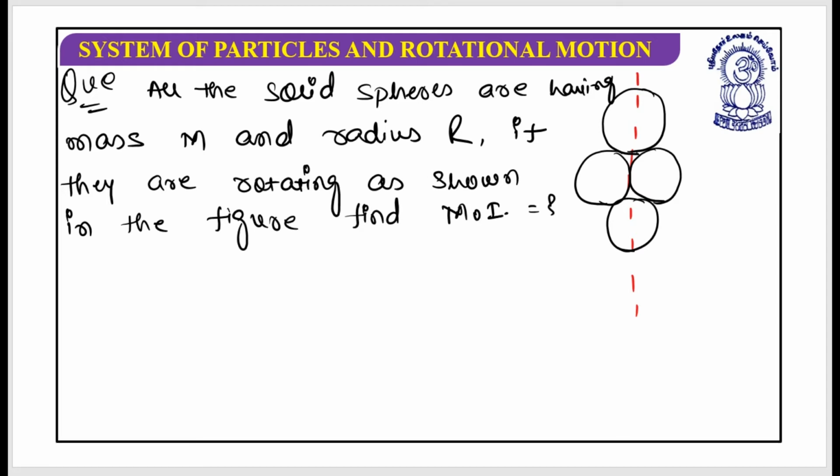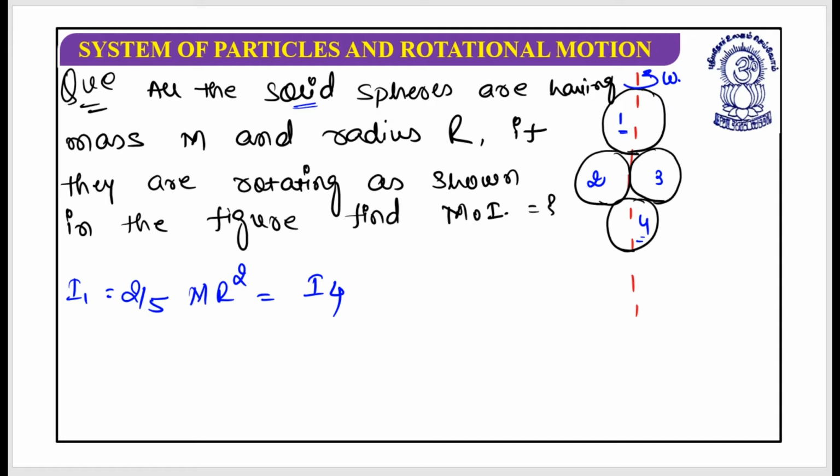This is the requirement. Let me give them numbers: first sphere, second sphere, third sphere, fourth sphere. If you observe the first and fourth spheres, they are rotating about a diameter. Let's suppose they rotate in this direction; then the axis of rotation passes through the diameter. So I1 equals, for a solid sphere, 2 by 5 mr square. The same is true for I4.